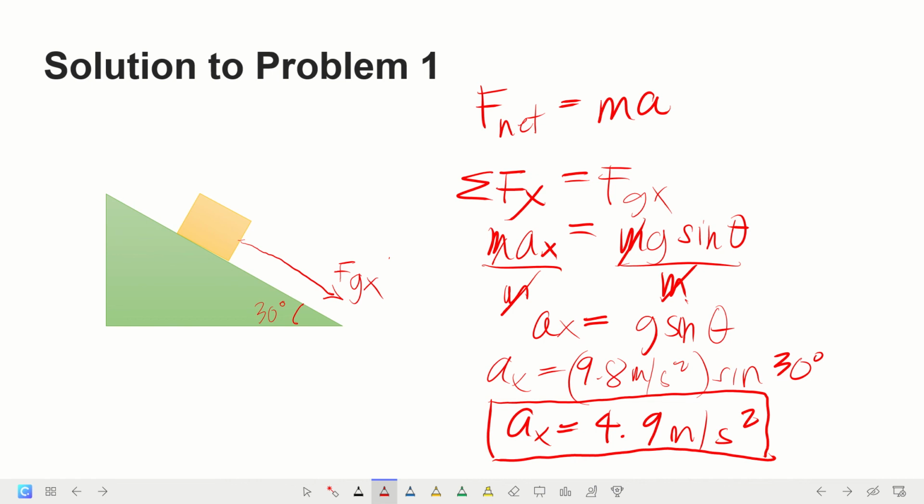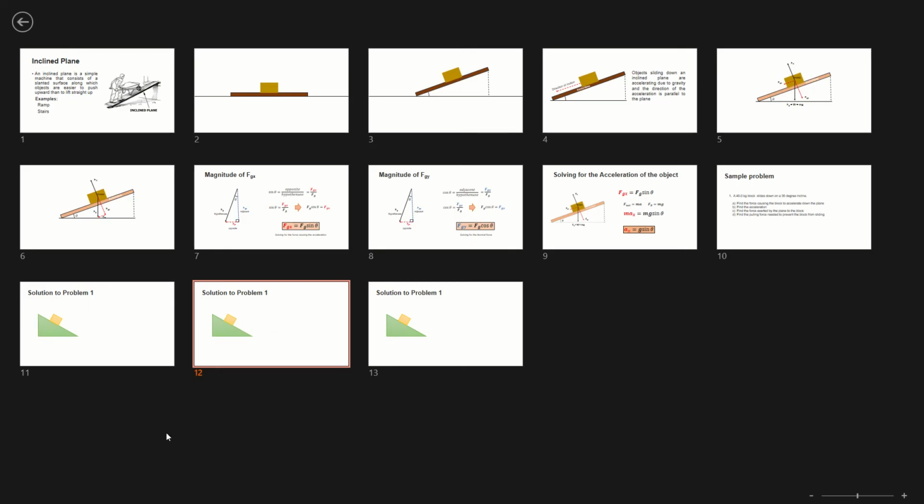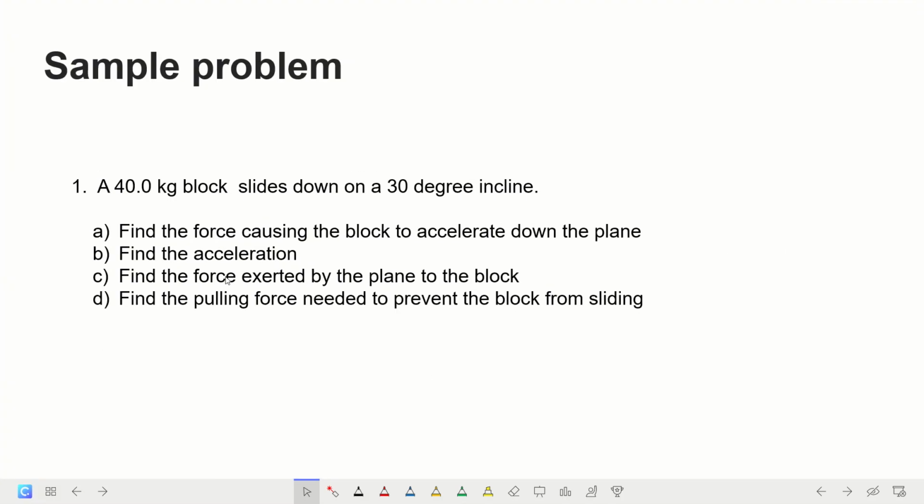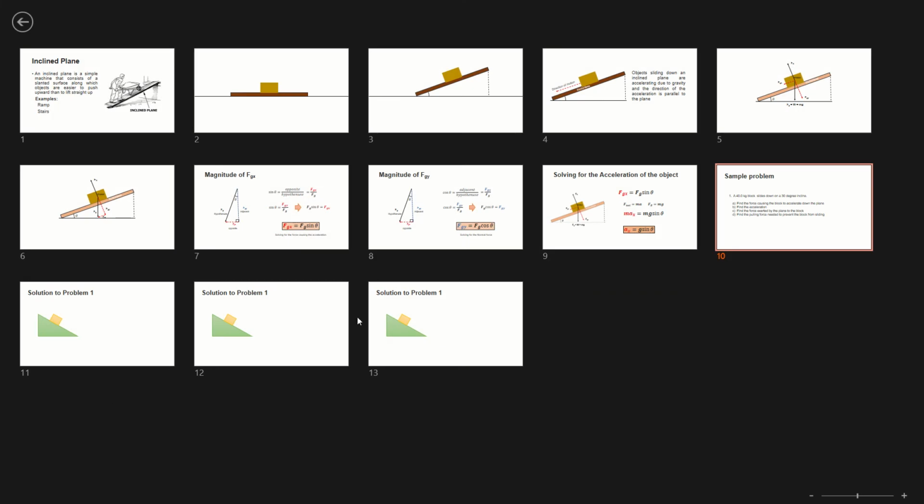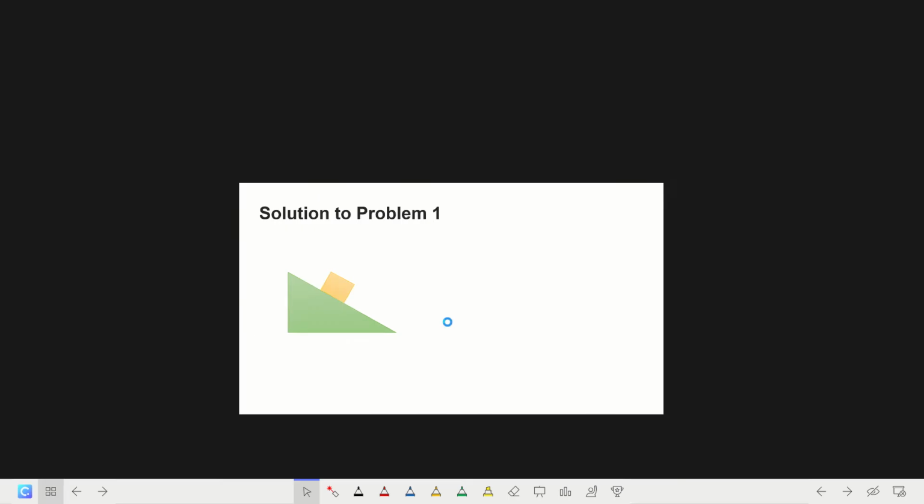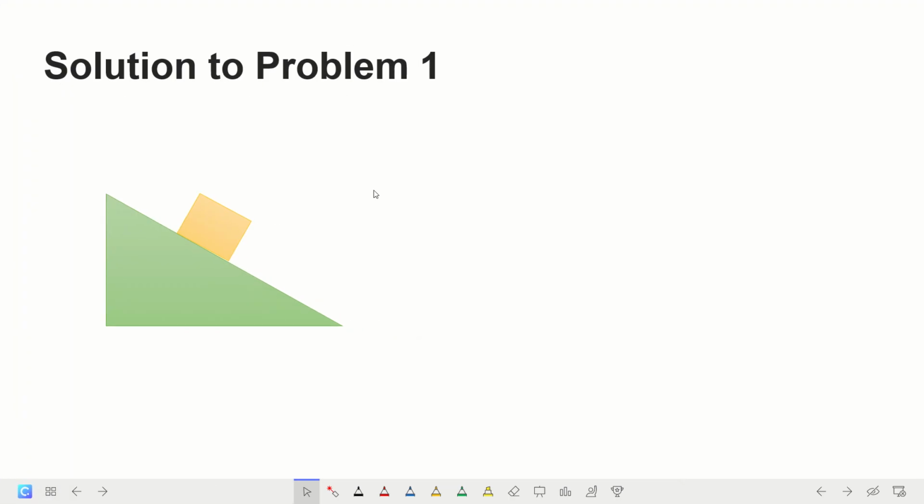So letter C. So ano yung letter C natin? Find the force. Ano yung problem natin, letter C? Balikan natin yung letter C. So find the force exerted by the plane to the block.